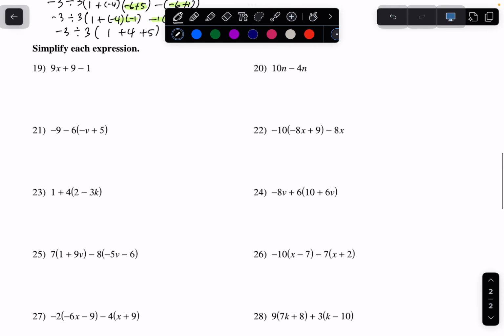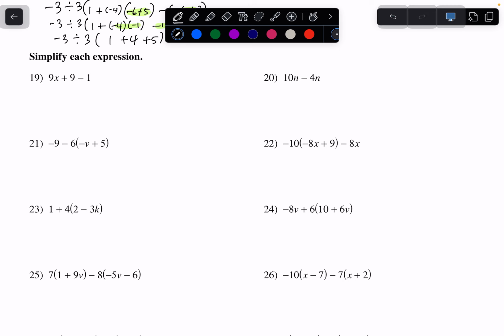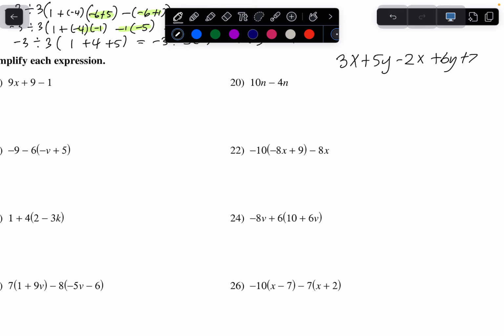Okay, now simplifying expressions with some like terms. The thing you have to remember is, let's look at a simple example to the side here. If we have 3x plus 5y minus 2x plus 6y plus 7. Let's say we have that. We can only combine what is called like terms. 3x minus 2x are like terms.